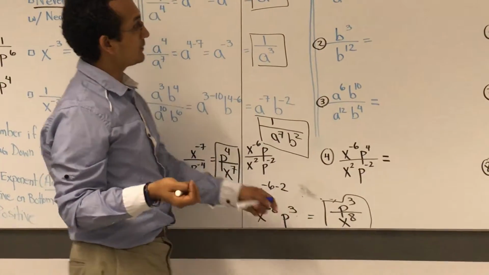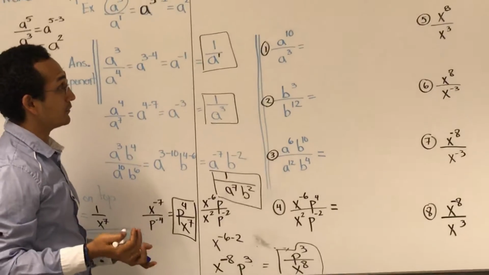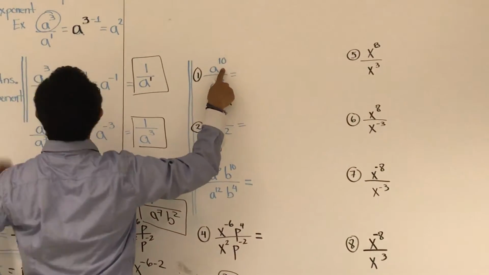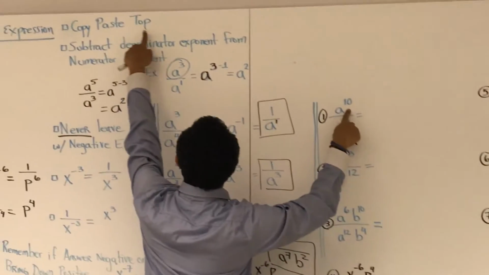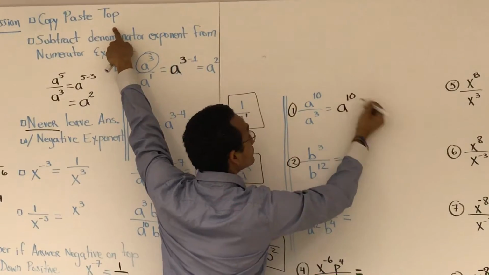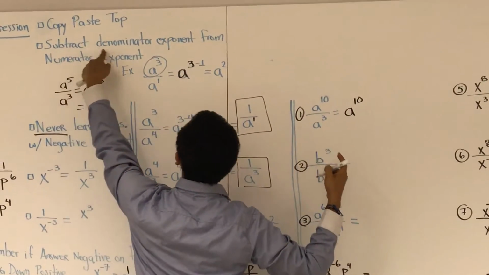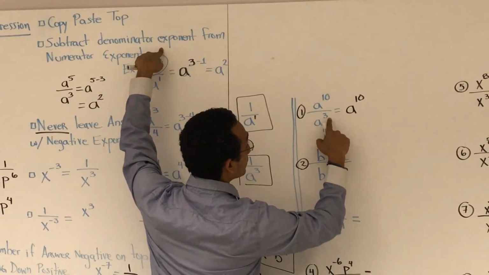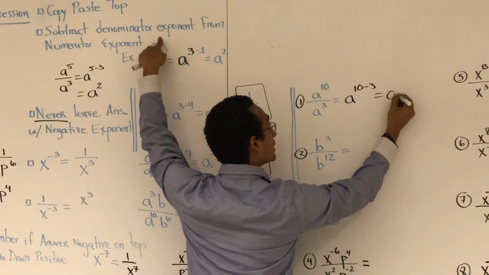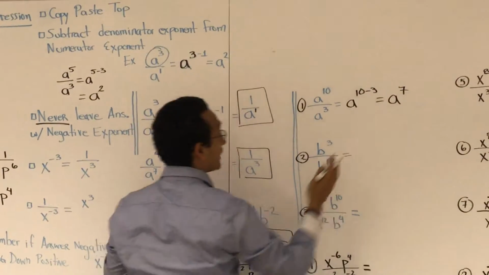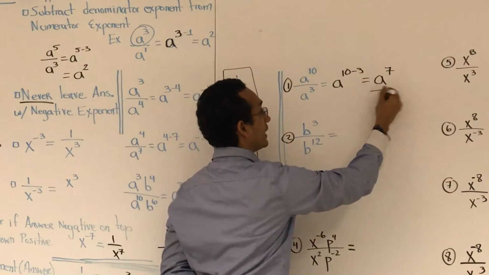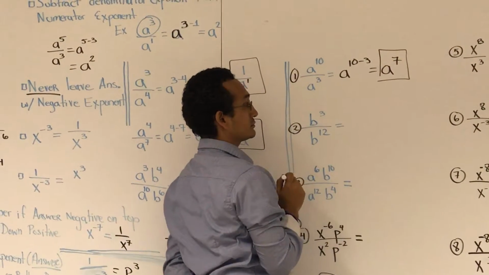Okay? All right, so let's do a couple of examples for this type of thing. A10, A3, right? The first rule is copy paste the top. All right? Follow the rules. Then what? Subtract the denominator exponent from the numerator. What's my answer? 7. A is 7. Do I have to move or change it? No, because it's positive. So that's my final answer.